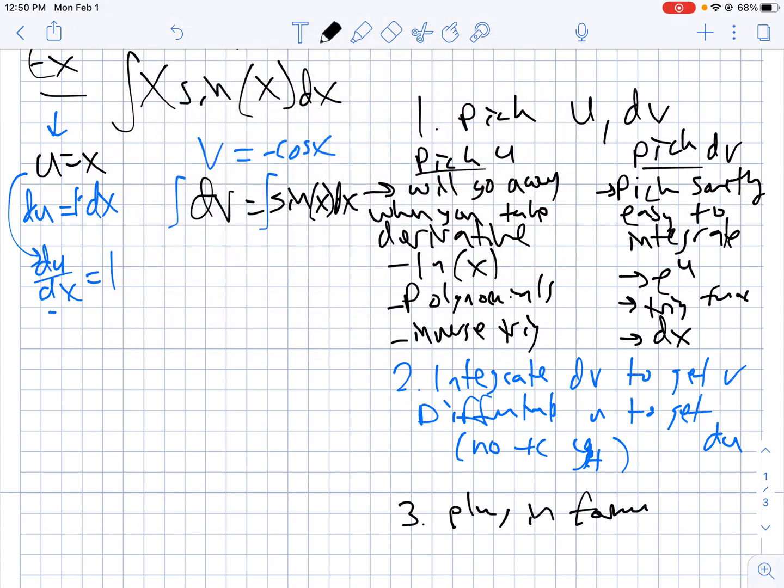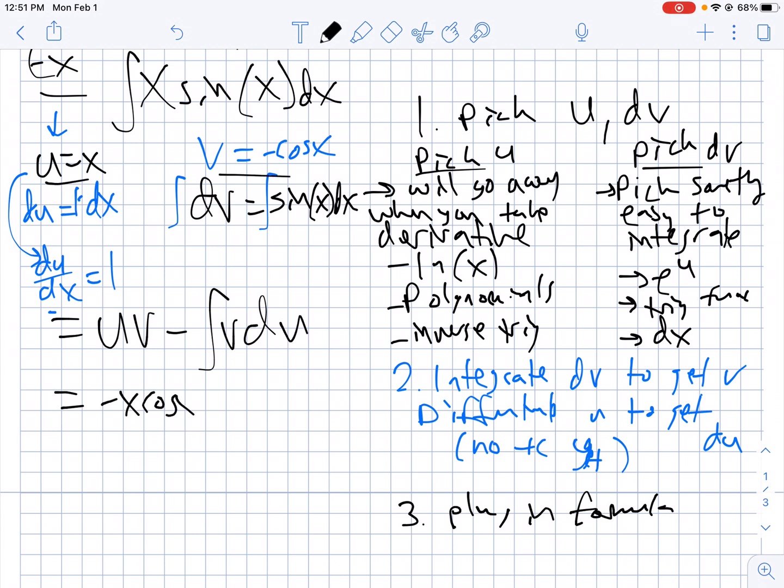So all these problems are going to have the same strategy. Once we start with u and the dv, in blue I found the v and the du. So now I'm just going to go to the formula. It's the ultraviolet minus the voodoo. So the uv, I'm going to put both of those in. So u times v, that is negative x cosine x minus integral of v du.